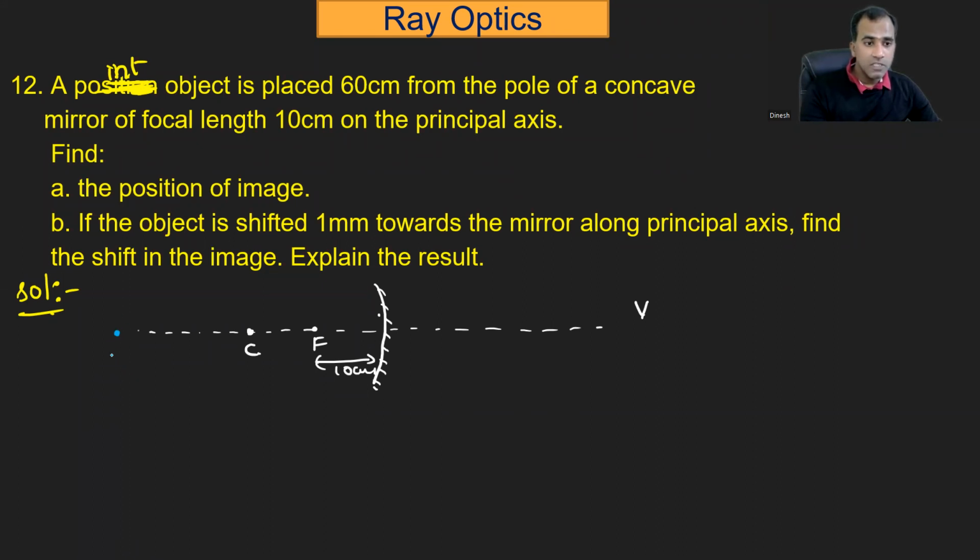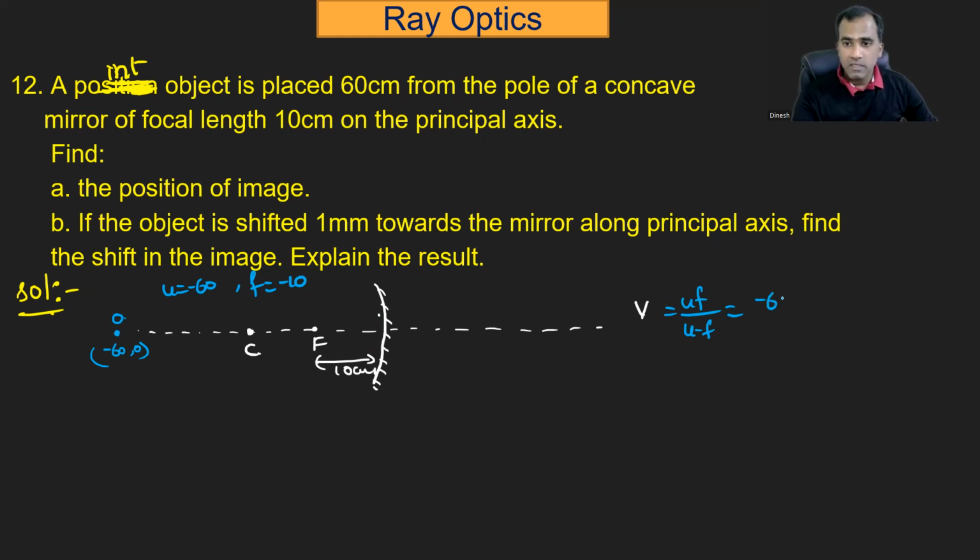The object is at a distance of 60 centimeters, minus 60. Use UF by U minus F. Substitute the sign correctly. Without substituting with sign, you will get wrong answers. U is minus 60, and what is F? F is minus 10. Mind this: focal length for a concave mirror is negative.